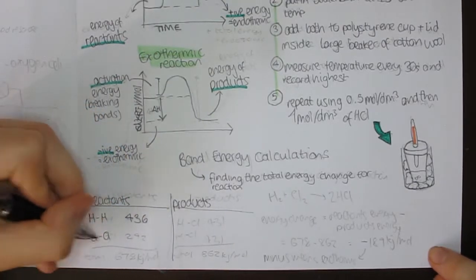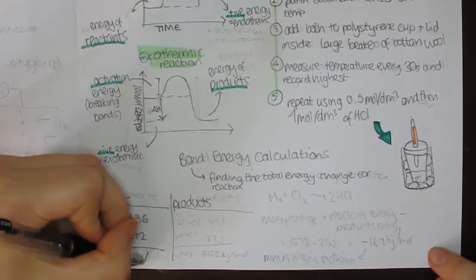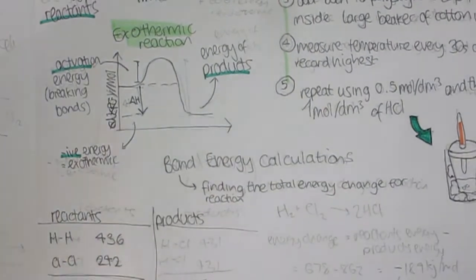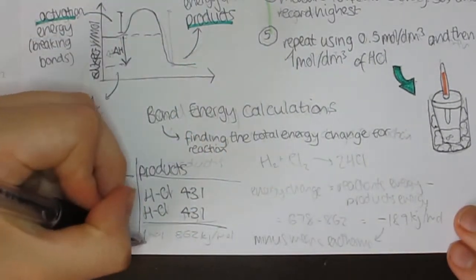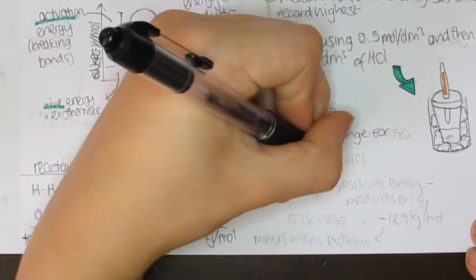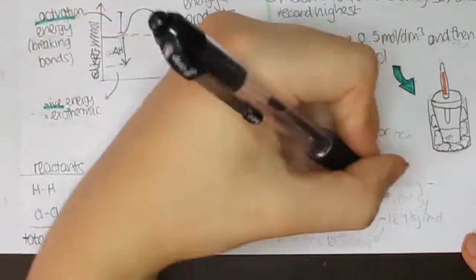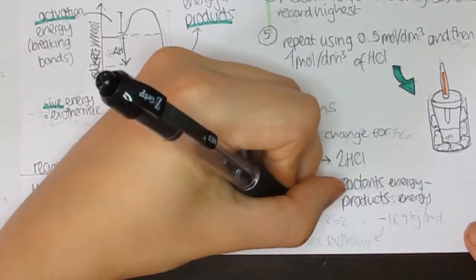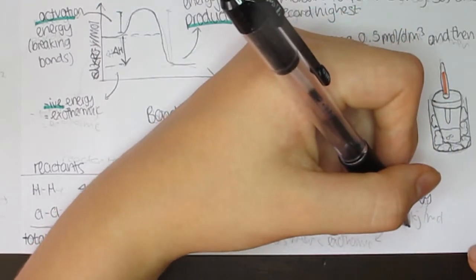The H-H bond is 436 kilojoules per mole. The chlorine bond is 242 kilojoules per mole. And the hydrogen-chlorine bond is 431 kilojoules per mole. So first you find the energy required to break the bonds. The H-H bond plus the Cl-Cl bond, which is 436 plus 242, comes to 678 kilojoules per mole. The energy released with the products is 2HCl, so 2 times 431, which is 862 kilojoules per mole.